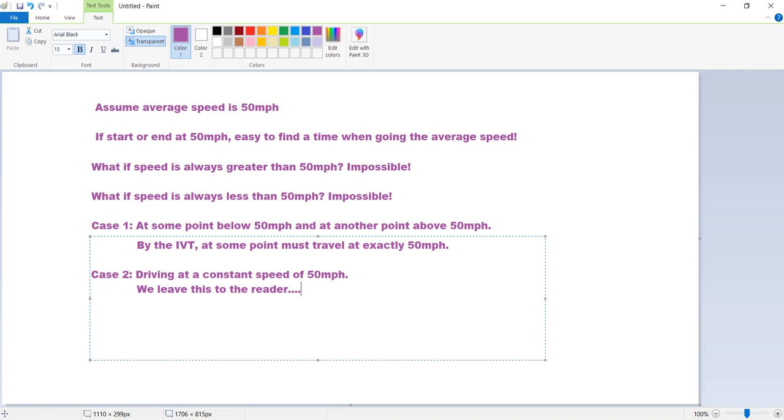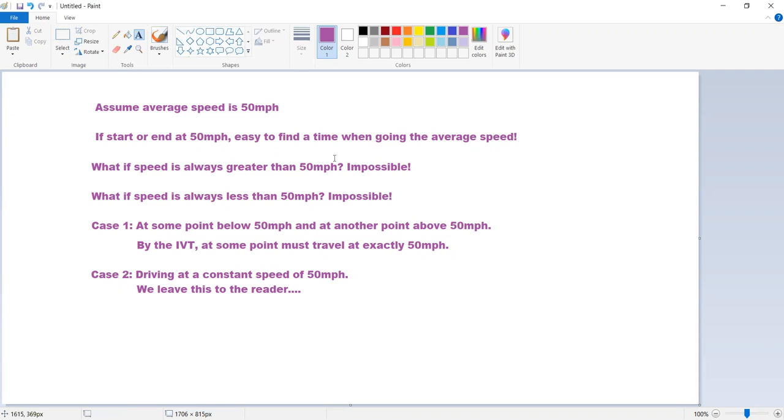We leave this as an exercise to the reader. If you're always traveling at 50 miles per hour, can you find a time when you're traveling at 50 miles per hour? Yes. In fact, you cannot find a time where you're not traveling at 50 miles per hour. So in this case, it's actually not that bad. Okay, so this would be the proof of the mean value theorem. So that is the mean value theorem.